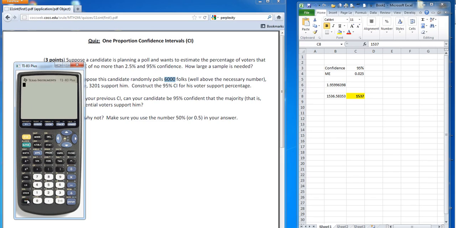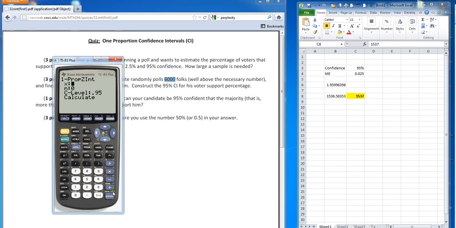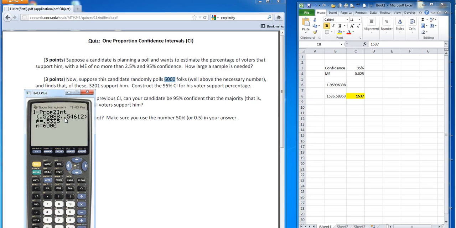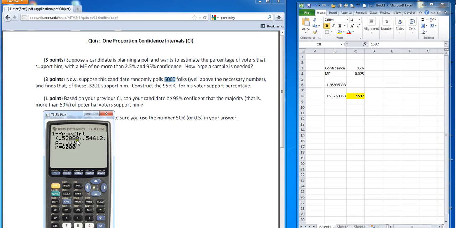All right, so we fire this bad boy up. We go to your stat tester, and you're going to scroll down until you find 1 prop z int. Grab that. You had 3,201 supporters out of 6,000 at 95% confidence. So it looks like you got between 52% and 54.6%. Round to what you want to round to. 52% to 55%, or 52.1% to 54.6%. Either one's fine. I'm more interested that you get in the ballpark than anything. So there's your TI giving us that.